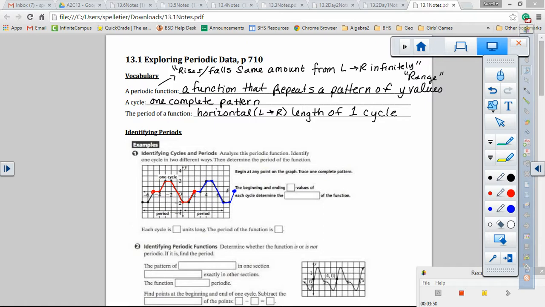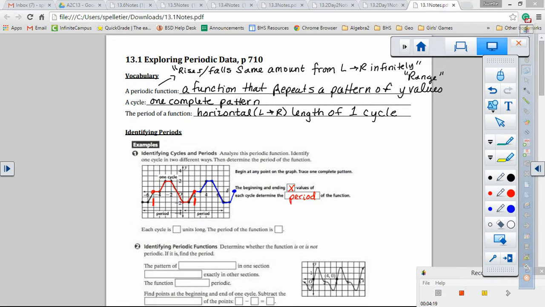So begin at any point on the graph, trace a complete pattern. The beginning and ending x values of each cycle determine the period. Beginning and ending x values determine the period of the function. Okay? So the period is the length. From here to here, this is the period of the function. Okay?